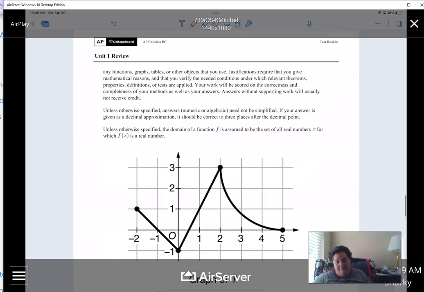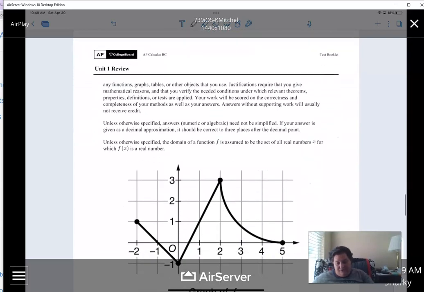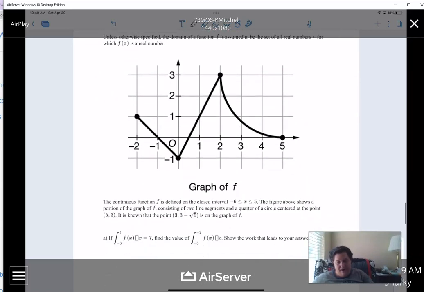Okay, cool. And that's it. All right, here we go. Show your work, blah, blah, blah. Clear label functions. This is all directions. All right, cool. Here's my graph.